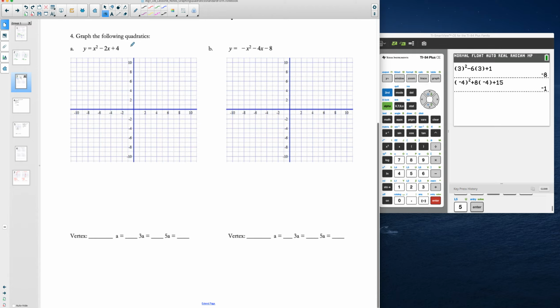So if I come up here, we know A in this particular problem is 1, so that's just like last time. A is 1, which means 3A is 3, and 5A is 5. Now we can identify B, and that would be negative 2. We're going to identify C, and that's 4.